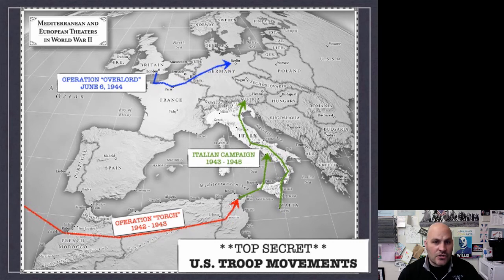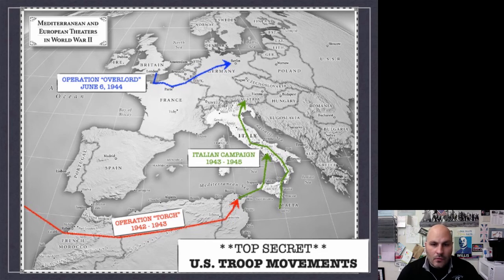This was very much up for debate. The United States under President Roosevelt wanted to attack France first. They wanted Operation Overlord before attacking North Africa. It was Winston Churchill who convinced President Roosevelt that Operation Torch was much more important to the overall victory of the Allies, because he believed that conquering North Africa and Italy was defeating what he called the soft underbelly of the Axis powers.